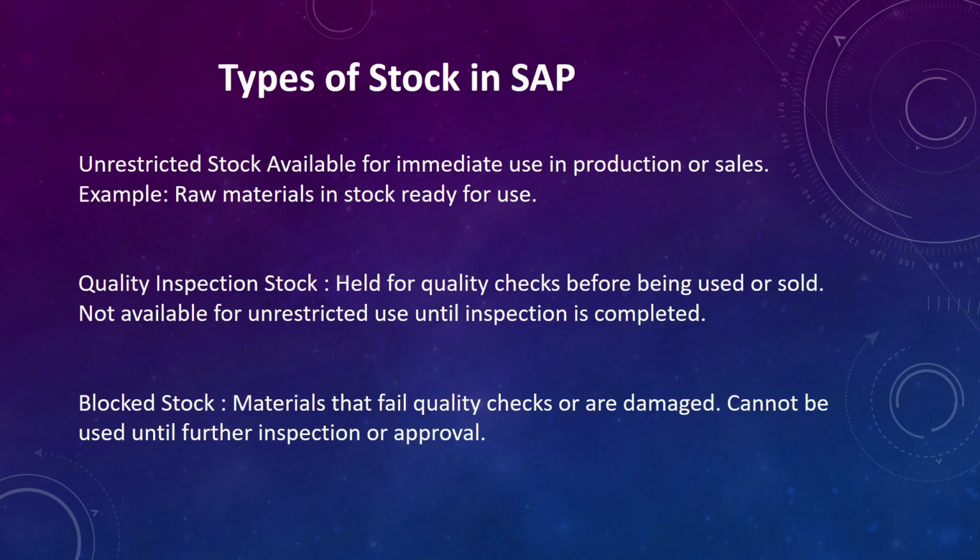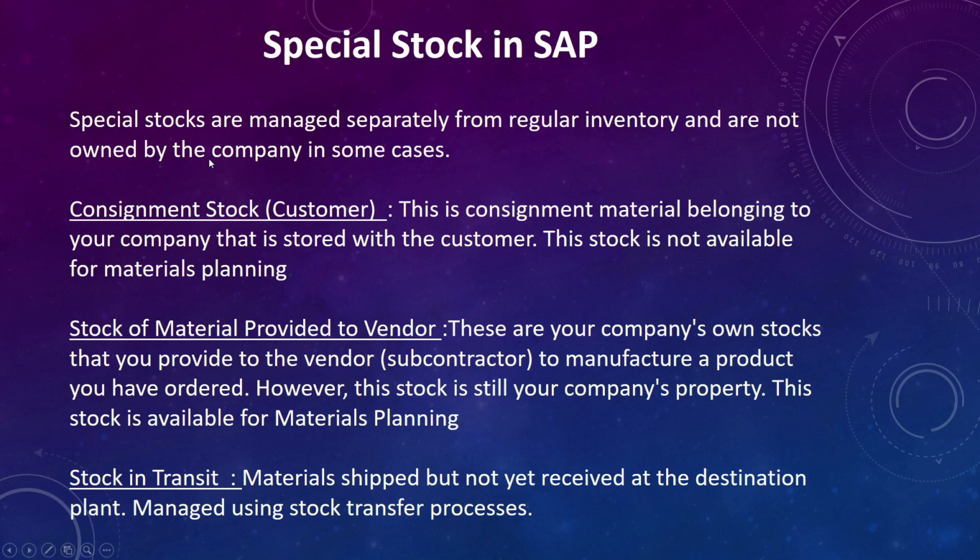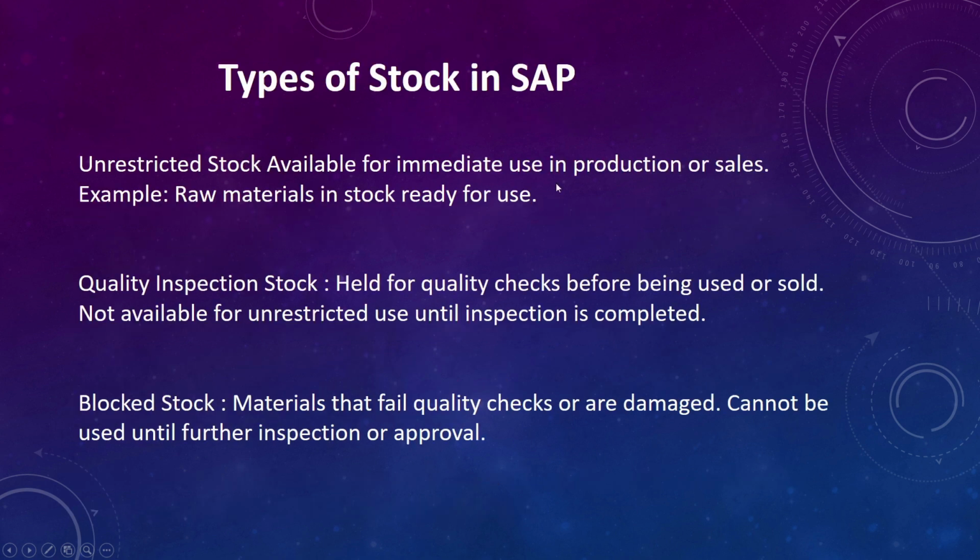The unrestricted stock is the stock available for immediate use in production or sales. An example is raw material in stock ready for use. It can also be stock which is ready to be sold to the customer, or it can be transferred between storage locations without any restriction. Also, this stock is relevant for MRP and it is fully available.